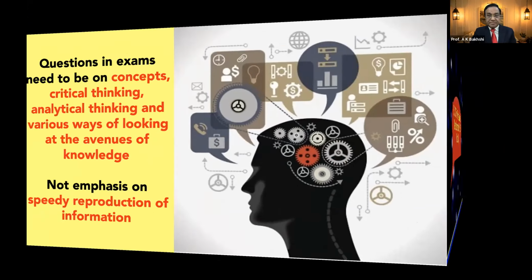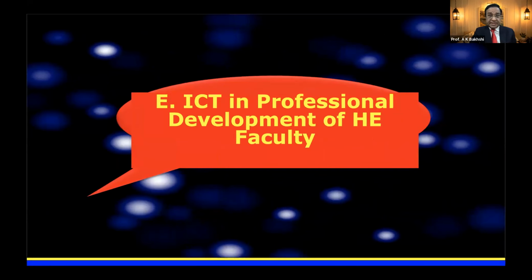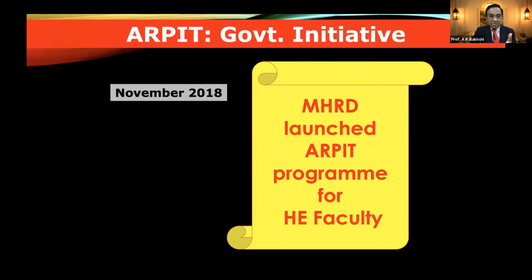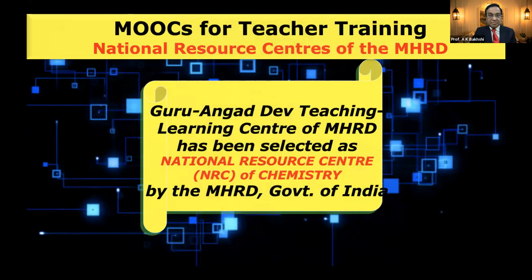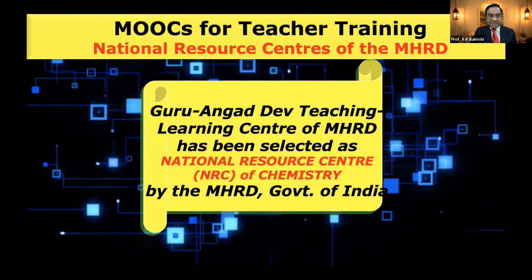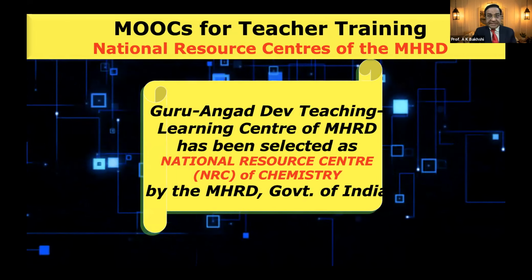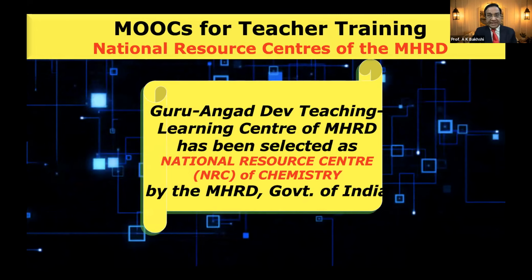speedy reproduction of information. One more thing where the digital transformation in chemistry has impacted is the way the teachers are trained. You must have heard about CPDHE or IELTS. Here we used to train the teachers, but now technology is doing it. From academic staff colleges, we have now come to online programs. And this ARPIT scheme has been launched by the government of India. ARPIT is the Annual Refresher Program in Teaching. And the Guru Angad Dev Teaching Learning Center at SGTB Khalsa College is the National Resource Center of Chemistry. We have prepared ARPIT programs in chemistry for the teachers of the country. Once they do that program, it is like a refresher course for them, and it is done online.